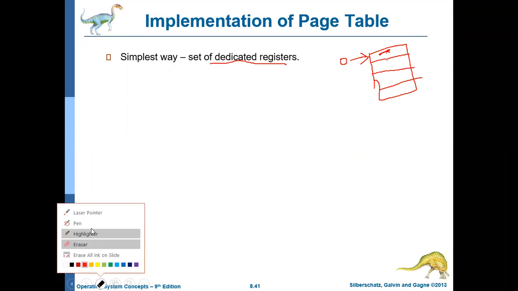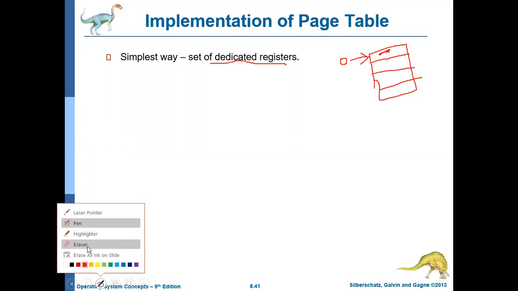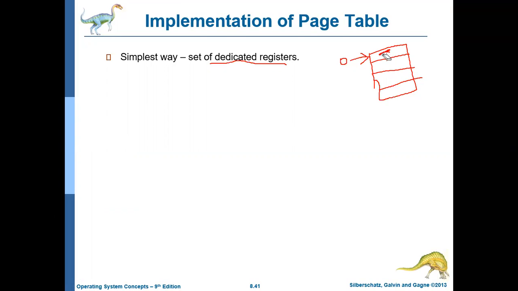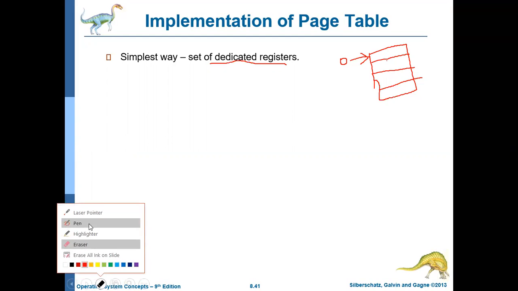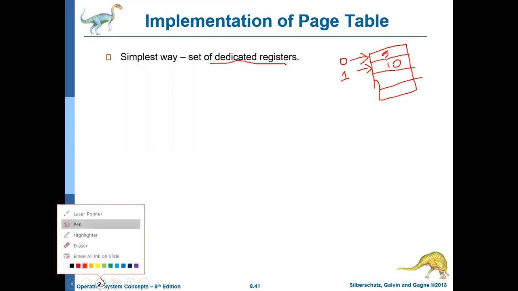For example, the page number in the logical address may be 0. In the page table, this may refer to 5. That means it is referring to the fifth frame of the main memory, okay. Similarly, the page number may be 1, but that may refer to 10, the 10th frame in the actual physical memory, right? So for every entry, we may use the registers.